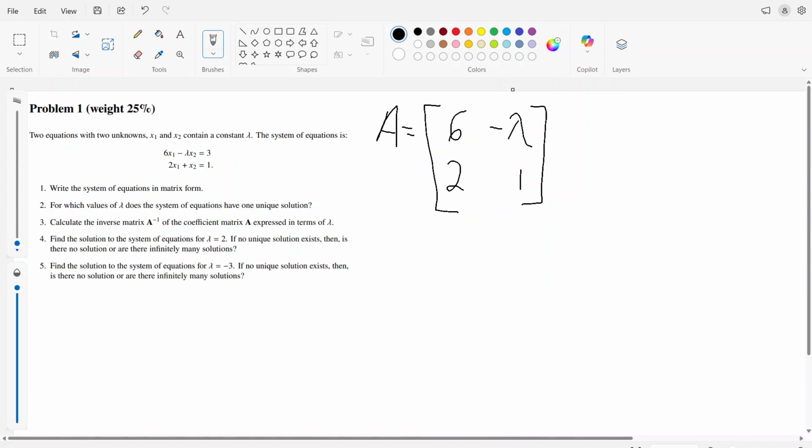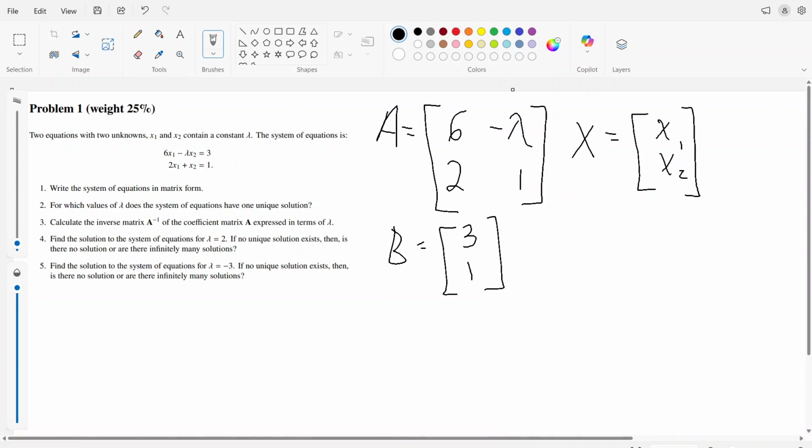And now we have to write the variable matrix. The variable matrix is the variables being used, which is x, so x of 1 and x of 2. And lastly, we have to write a constant matrix. The constant matrix is the answers on the right-hand side. So we see 3 and 1 on the right-hand side, so we write that down.